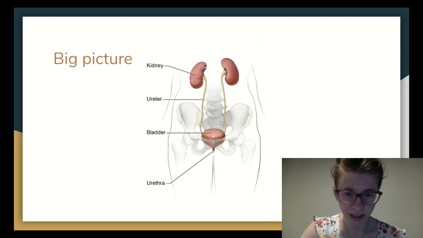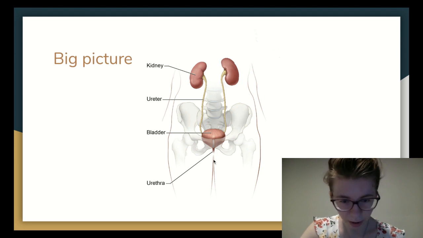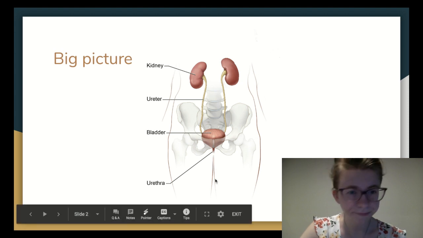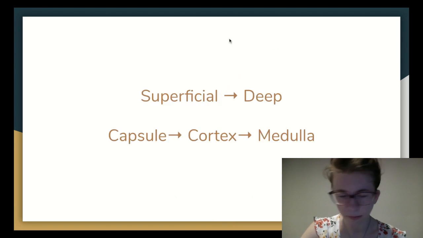So we have the kidney, and then we have the ureter coming down. So those are paired, right? Because we have two kidneys, two ureters. And the ureters are going to take us into the bladder. And then the bladder is going to be leading into the urethra, which then allows urine to pass out of the body. So we'll dive into two of these moving on.